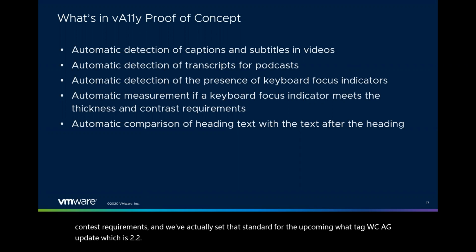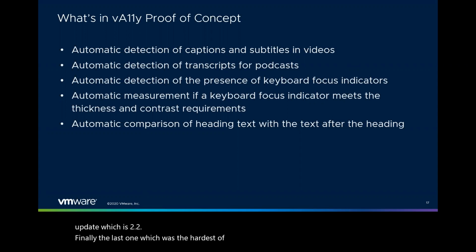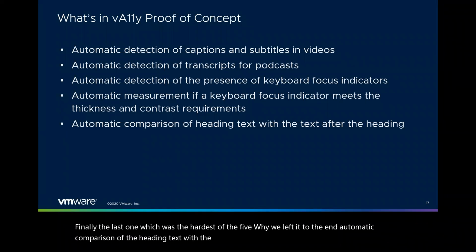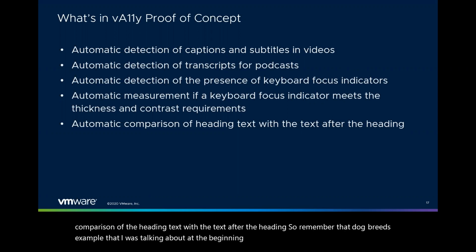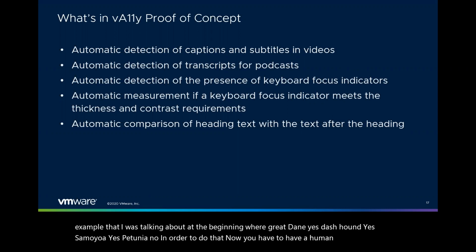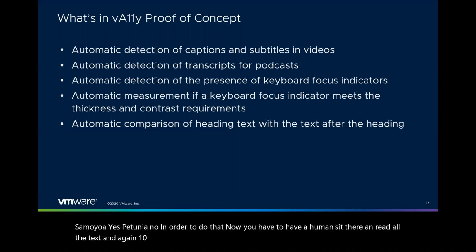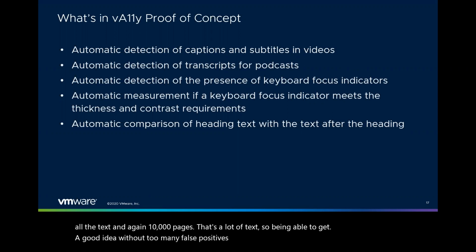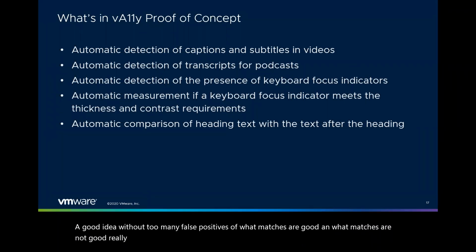Finally, the last one, which was the hardest of the 5, why we left it to the end, automatic comparison of the heading text with the text after the heading. So remember that dog breeds example that I was talking about at the beginning, where, Great Dane, yes, Dachshund, yes, Samoyed, yes, Petunia, no. In order to do that now, you have to have a human sit there and read all the text. And again, 10,000 pages, that's a lot of text. So being able to get a good idea without too many false positives of what matches are good and what matches are not good really helps speed up that very intensive manual process.